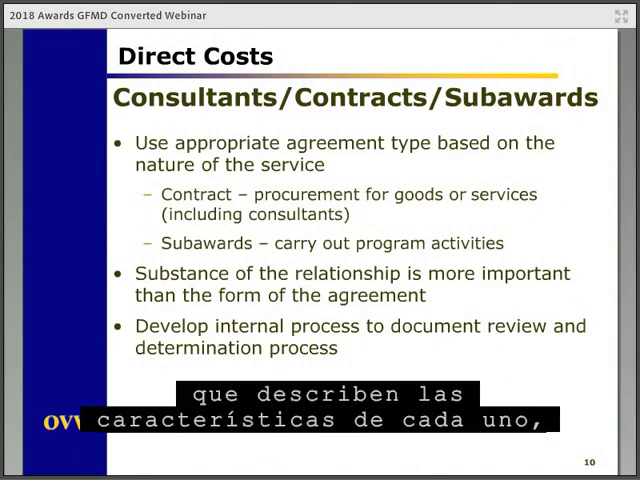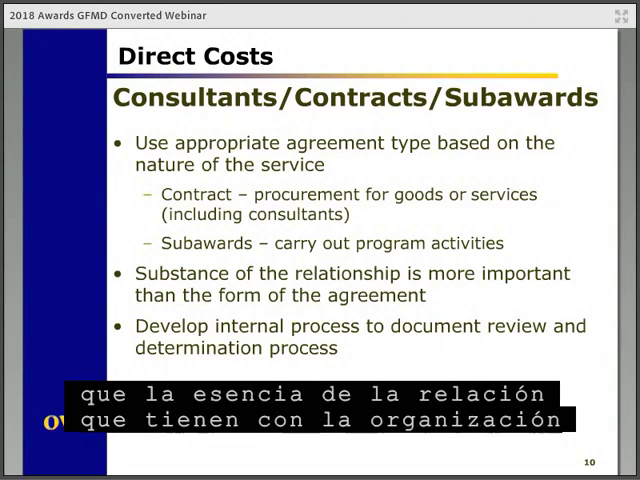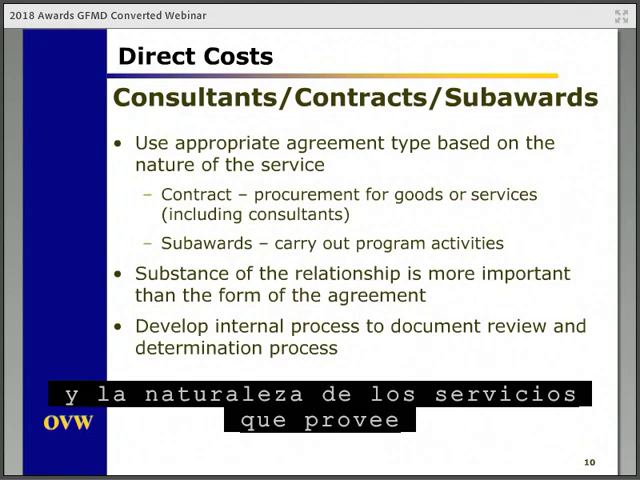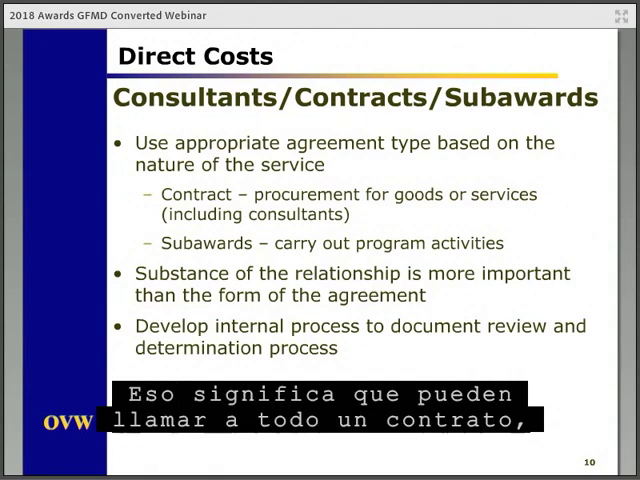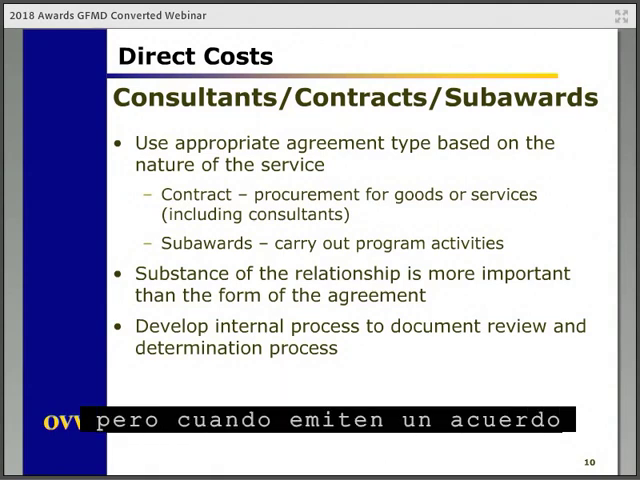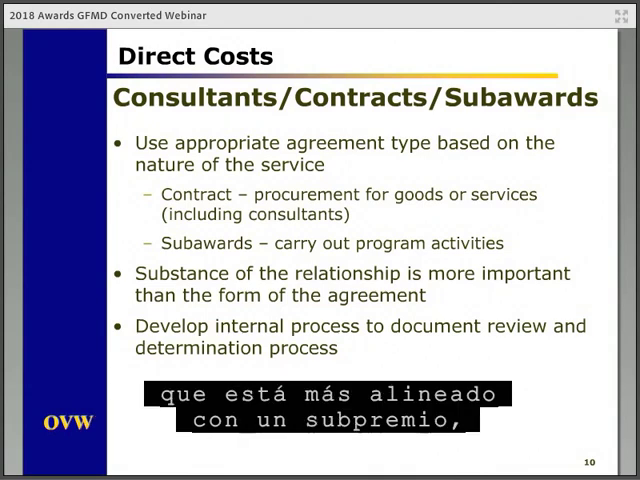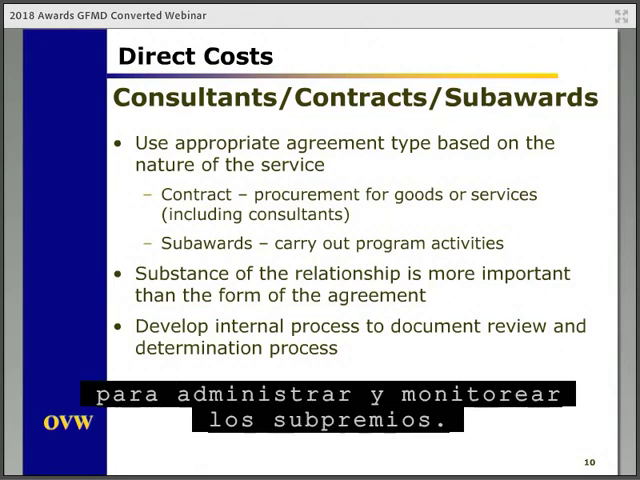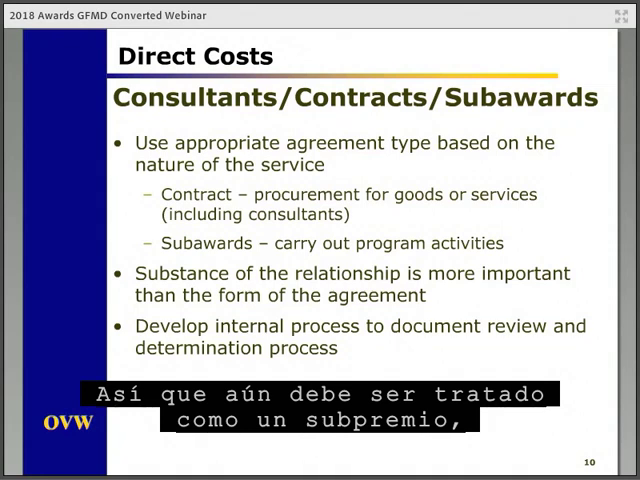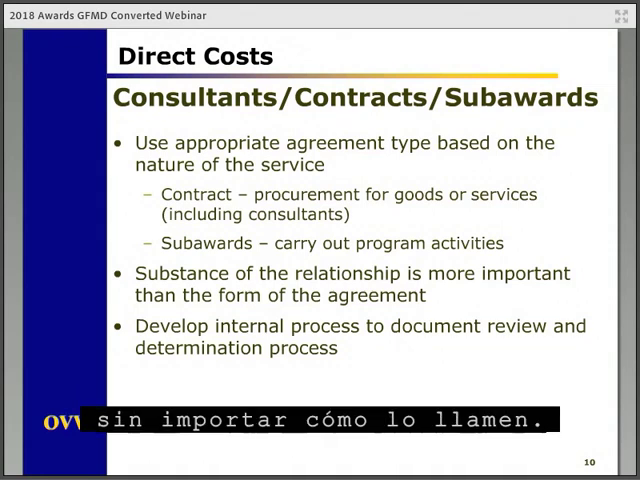We'll go through some slides that describe the characteristics of each, but it's important to first understand that the substance of the relationship you have with the organization and the nature of the services that they provide is more important than the name of the agreement. So what that means is you can call everything a contract, but when you issue an agreement that is more closely aligned with a subaward, you still have to follow all of the requirements for administering and monitoring subawards. So it still would need to be treated like a subaward regardless of what you call it.